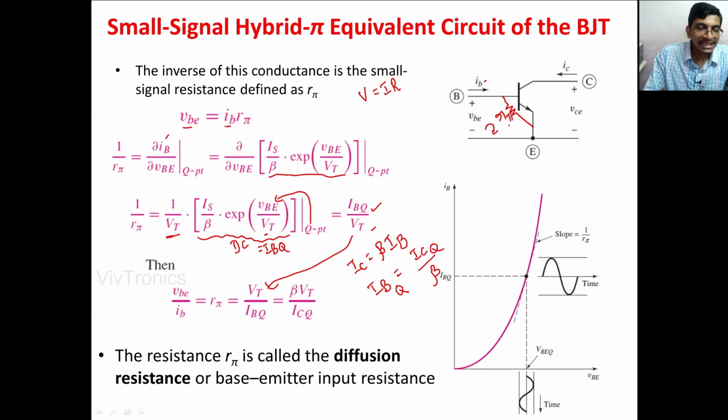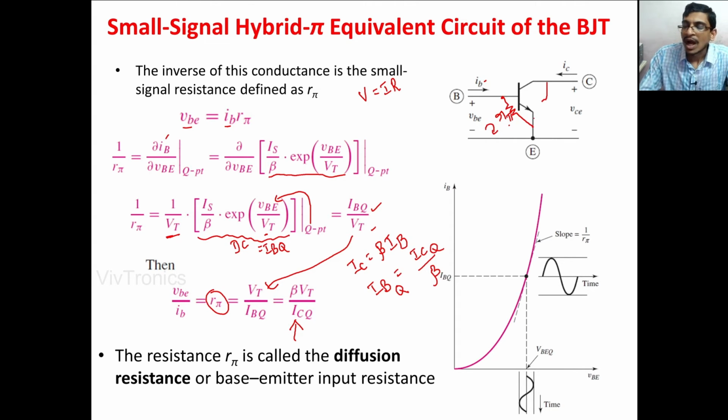Therefore, this resistance R pi is called the diffusion resistance, or the base to emitter input resistance. The value of this R pi is beta into VT by ICQ. That is a very important equation. This is the component present at the input side of our transistor. Therefore, while drawing the equivalent circuit of the BJT, we represent this R pi, the diffusion resistance or base to emitter resistance, at the input side of the equivalent circuit.